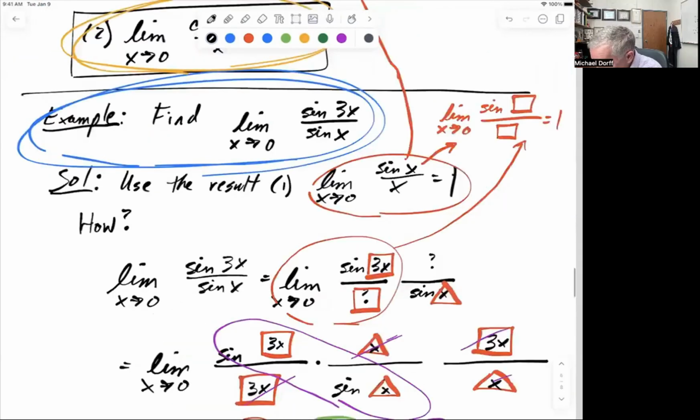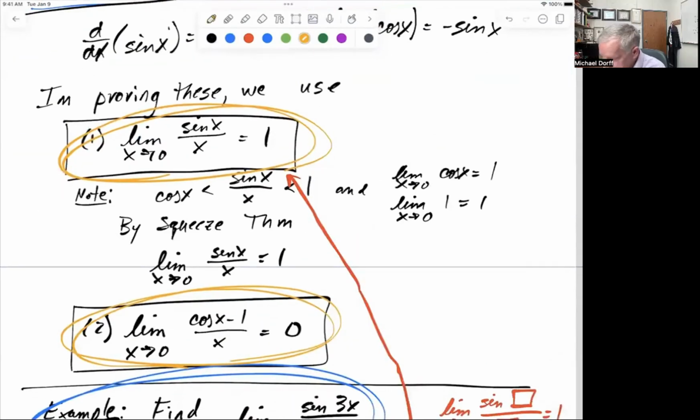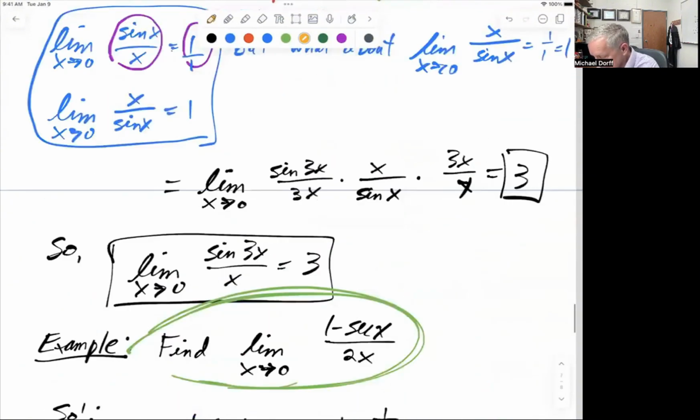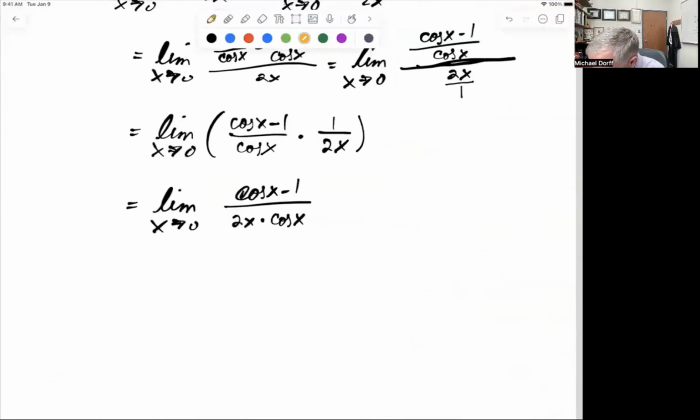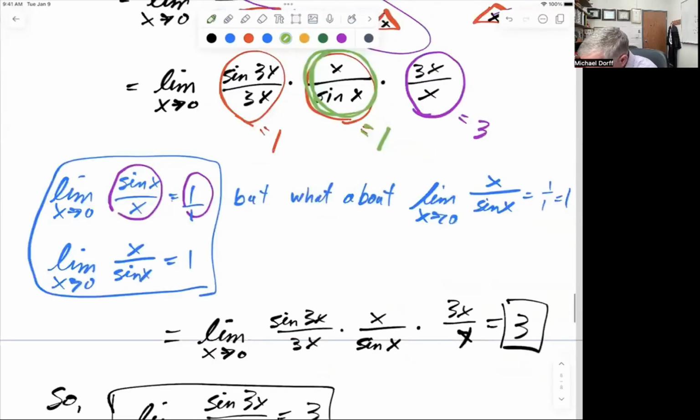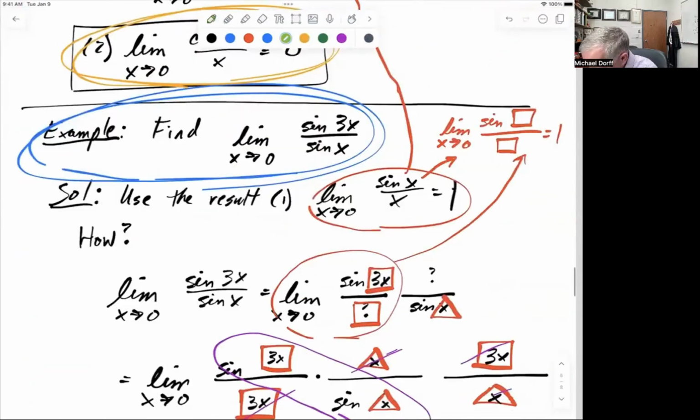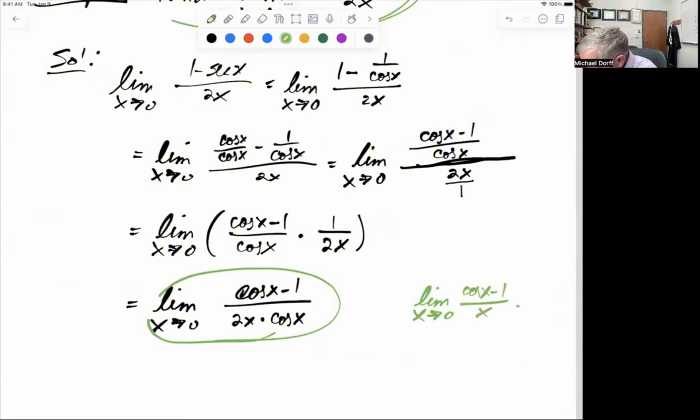Now, go back to my two limit laws from this chapter, the ones circled in orange or gold, whatever color that is. I have a sine x in the first one, and a cosine x minus 1 in the second one. What I've got here in green looks like the cosine one. Remember, the cosine one was the limit as x goes to 0 of cosine x minus 1 over x equals 0. So there are some similarities. We've got a cosine x minus 1. I need an x there. Well, I have an x here.